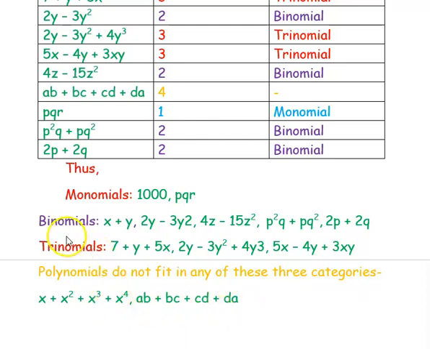Hope you have understood how to find the coefficient, how to find the number of terms in the expression, and then classifying based on the number of terms in the expression, then like terms and unlike terms difference.